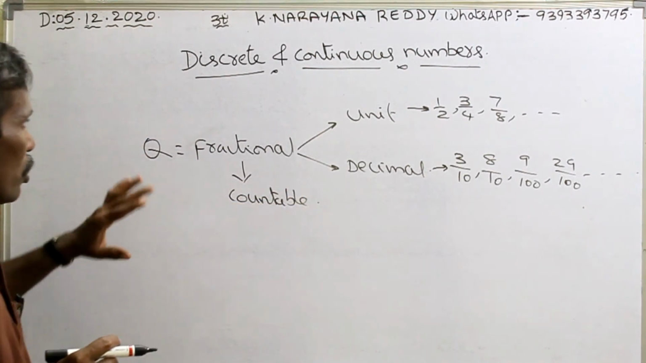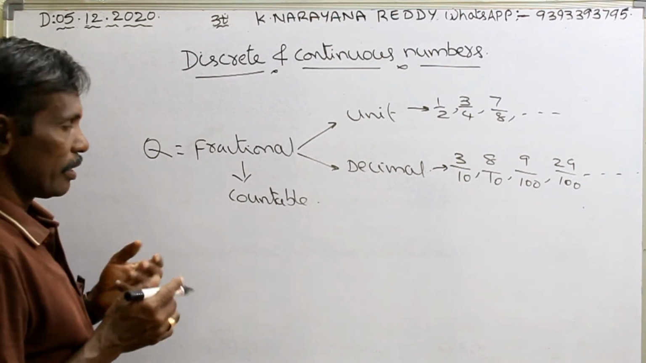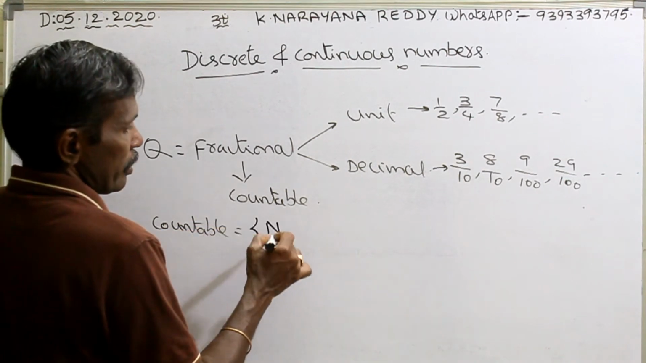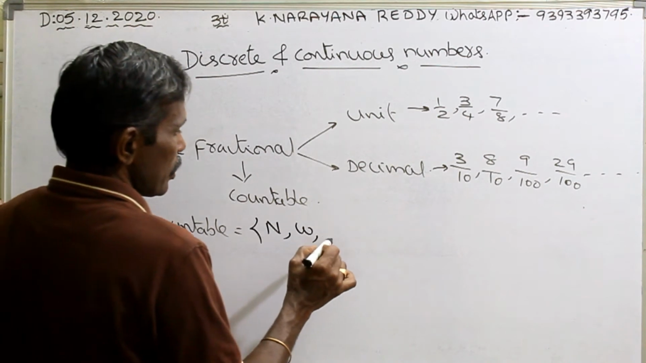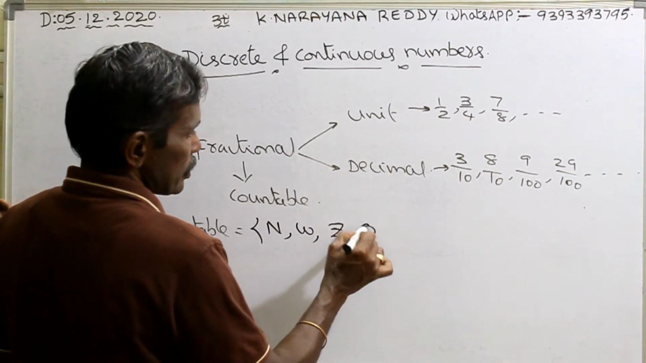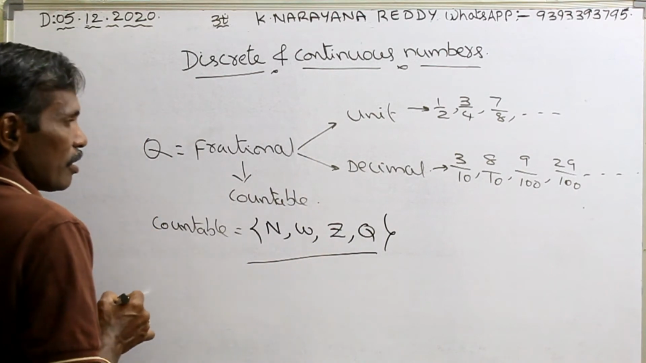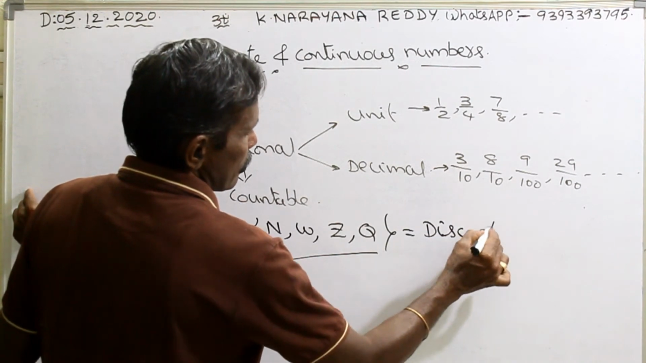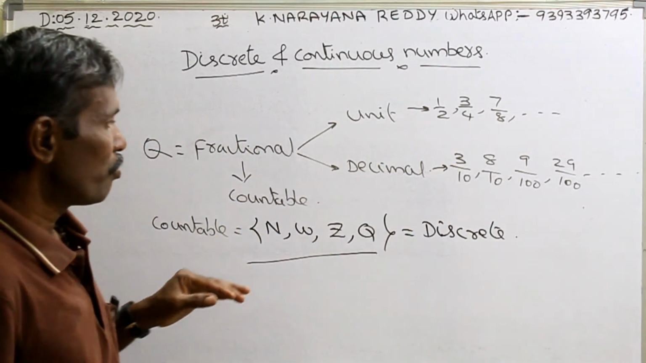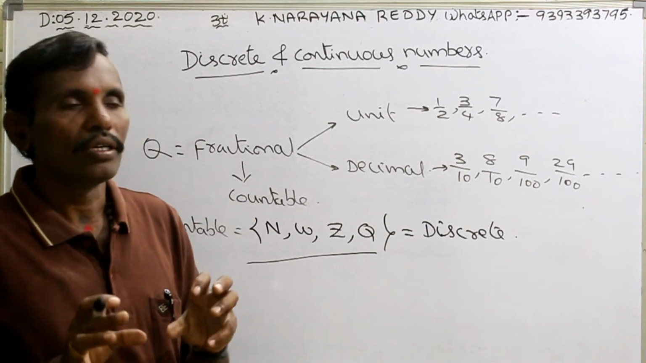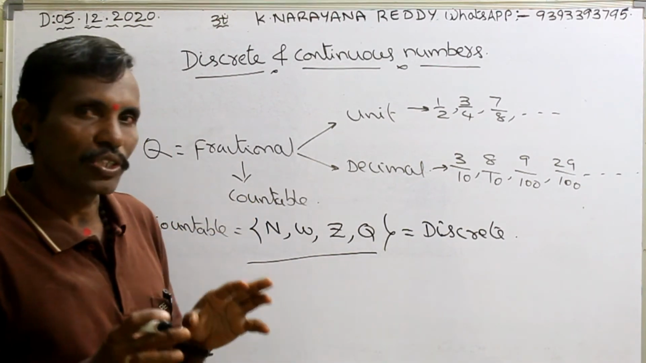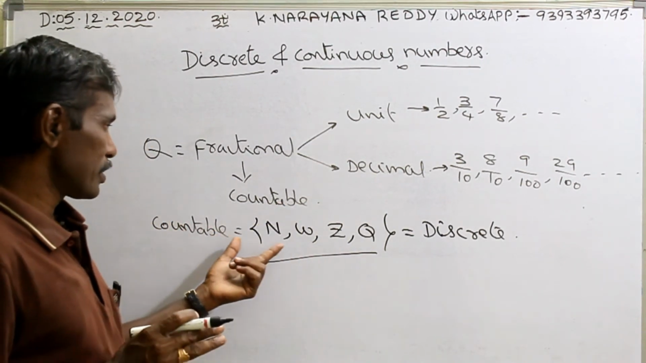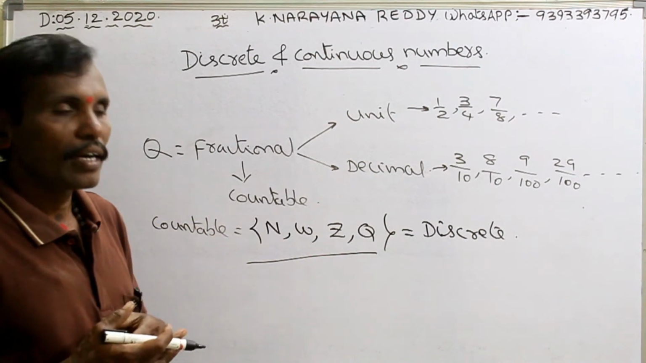So, countable numbers are natural numbers, whole numbers, integers, and rational numbers. These numbers are discrete. Numbers which are countable are called discrete. Numbers which are not countable are called continuous. So, these are discrete numbers. Next, you can take continuous numbers.